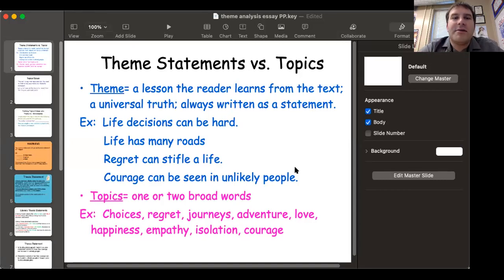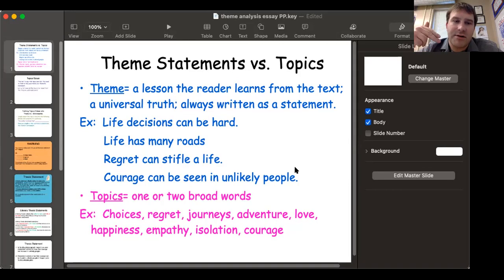So thematic statements versus topics. This is the first big thing we have to tackle. Theme is a lesson the reader learns from the text. It is a universal truth and it is always written as a statement. So you can look at: life decisions can be hard. Life has many roads. Regret can stifle life. Courage can be seen in unlikely people. Those are all themes. Those are all thematic statements. Those are all ideas that the work could be talking about.